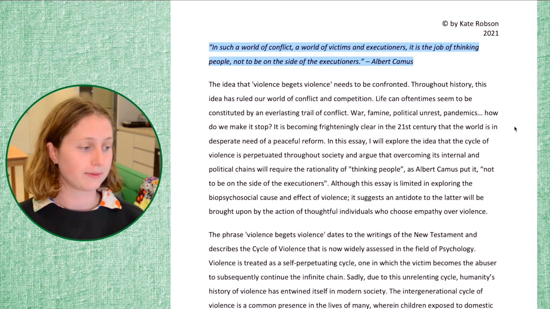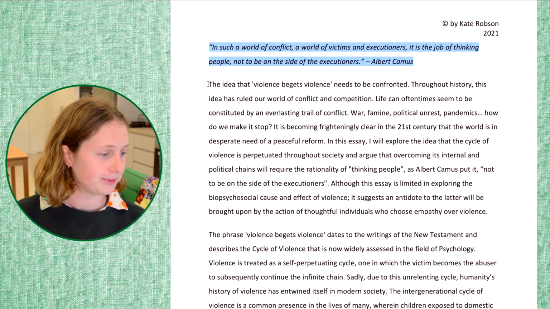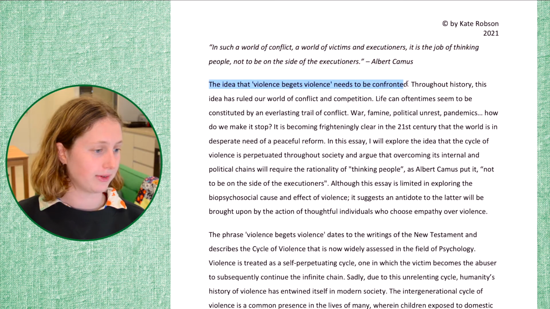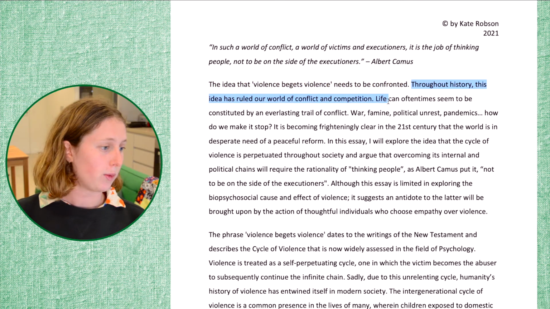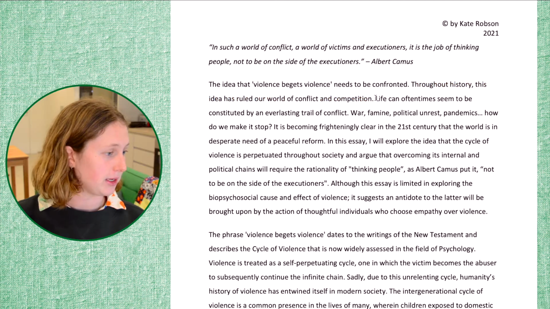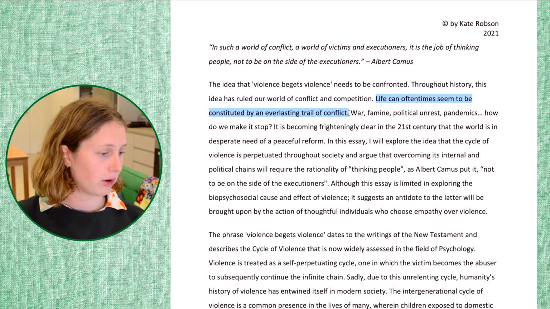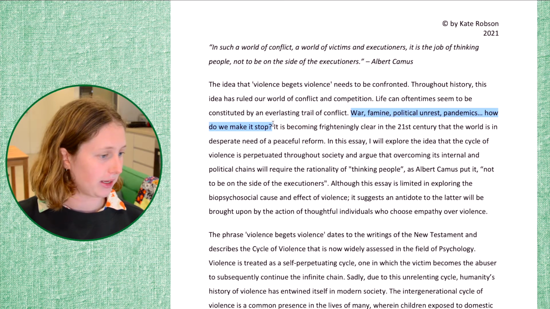All right, so let's begin. So we'll start with the hook. And I think in this one, I wrote a few sentences that could be classified as the hook. Let's see. So I wrote, the idea that violence begets violence needs to be confronted. Throughout history, this idea has ruled our world of conflict and competition. Life could oftentimes seem to be constituted by an everlasting trail of conflict, war, famine, political unrest, pandemics. How do we make it stop?